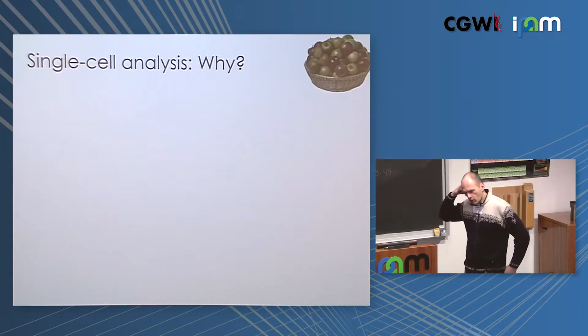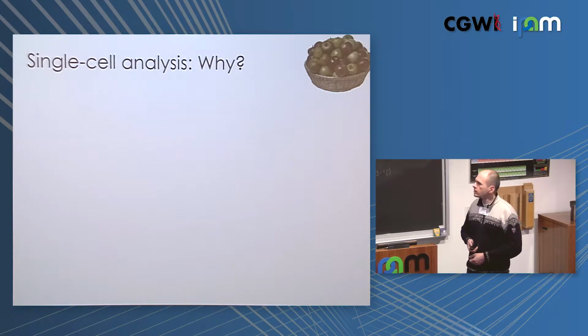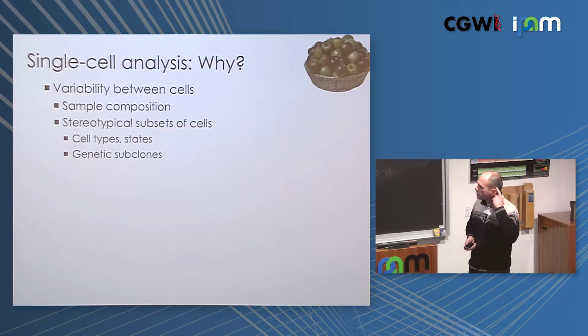Okay, so overall, what different things can single-cell genomics, single-cell analysis get you? Well, the main thing you get, because you're measuring individual cells, is variability between the cells. You can start to actually quantify that. So sample composition in a rough sense. You can learn about stereotypical subsets of cells, whether they're cell types or cell states. If you're measuring genetics, for instance, that means looking at genetic subpopulations, subclones, for instance, that occur in cancer tissues, sometimes in normal tissues.